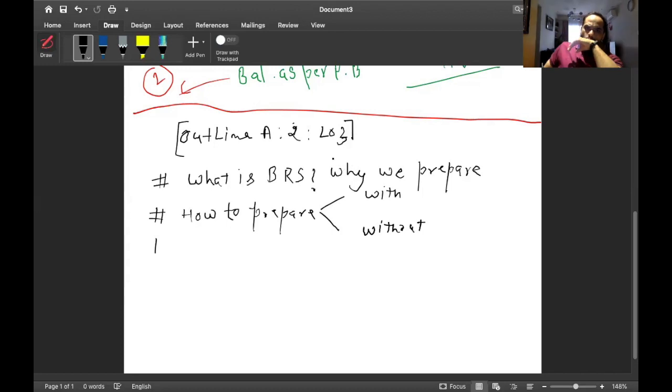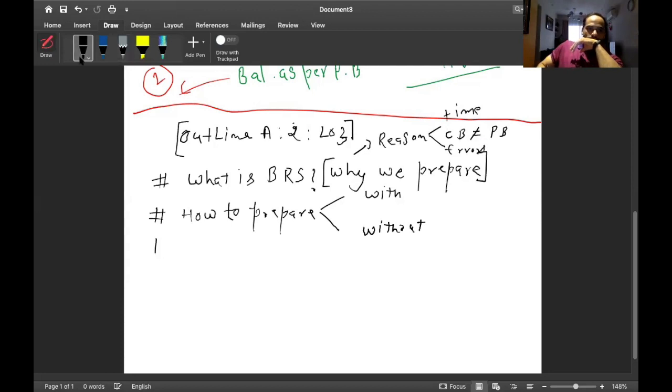Then you explain about why we prepare. When you talk about why we prepare, you're going to give the reasons. Don't forget to give the reasons here. Because of these two reasons, the balance between cash book and passbook is not equal. The first reason is a time difference, right? And the second reason is errors, right?